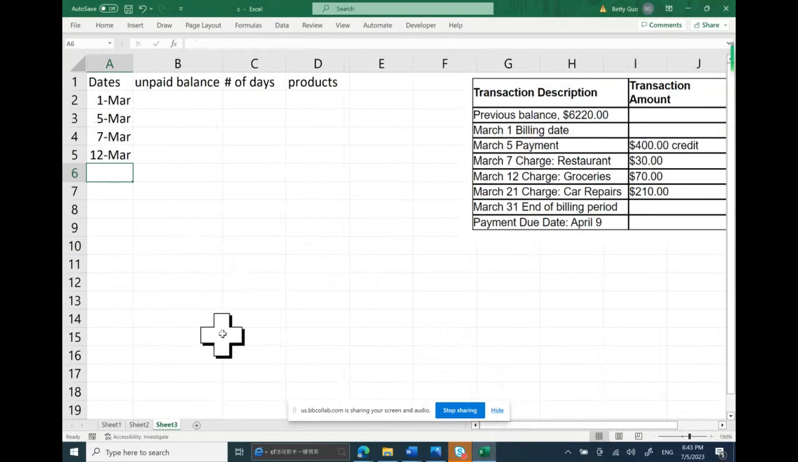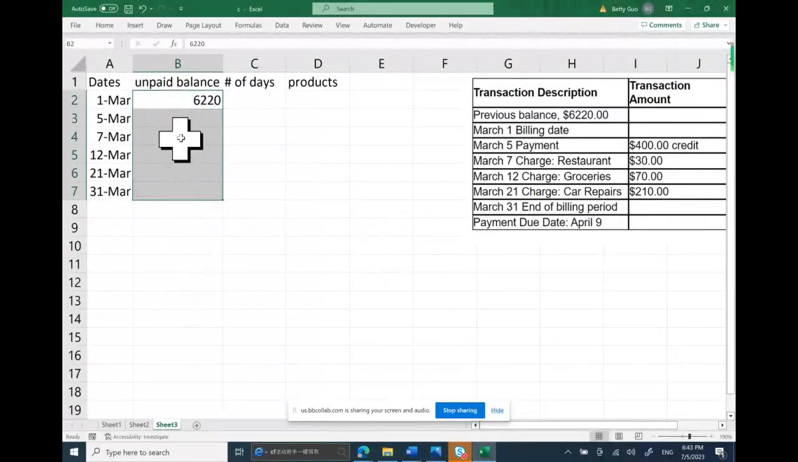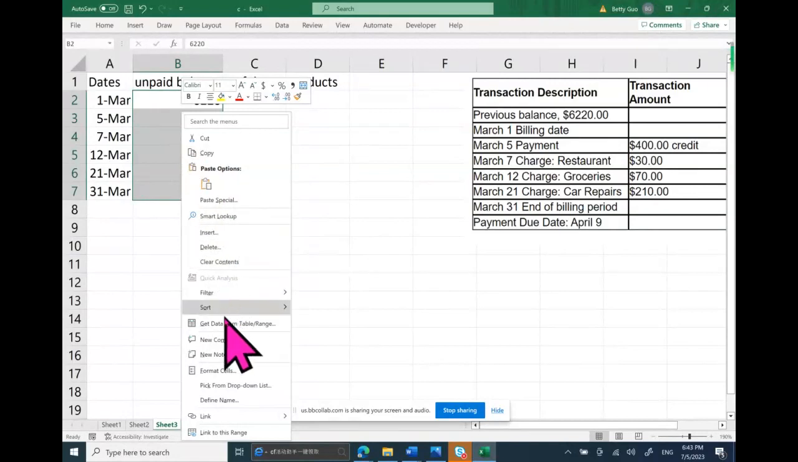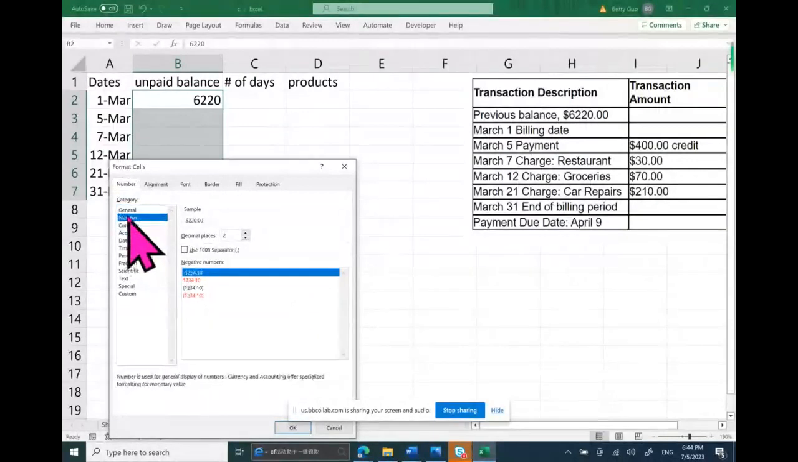March 21. You should have that on your scratch paper. And the last day, March 31. All right? Unpaid balance. So at the beginning of this month, your unpaid balance is $6,220. Okay, I need to fix the format so the numbers round to the nearest cents. You don't even have to do that if you just do it manually.